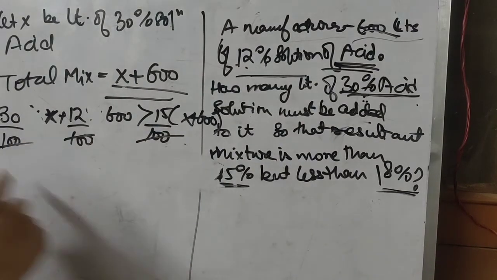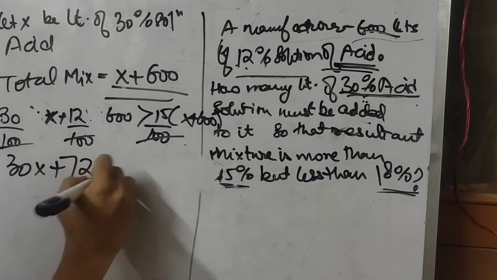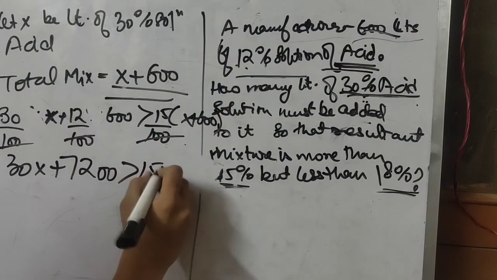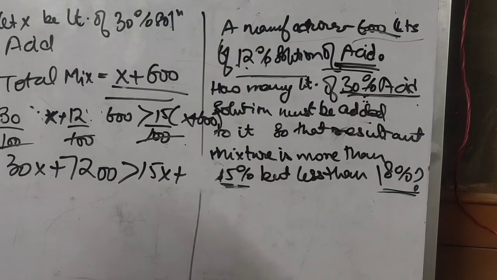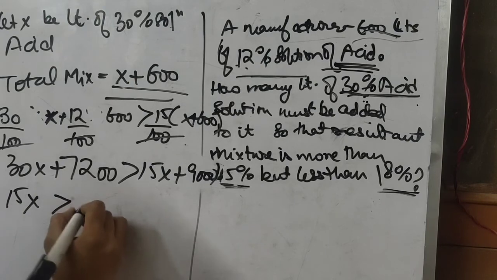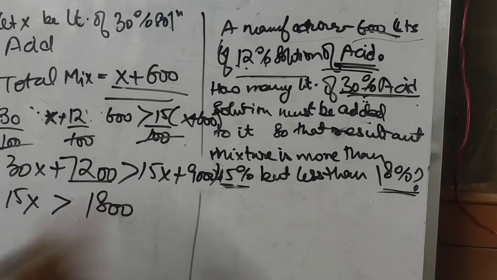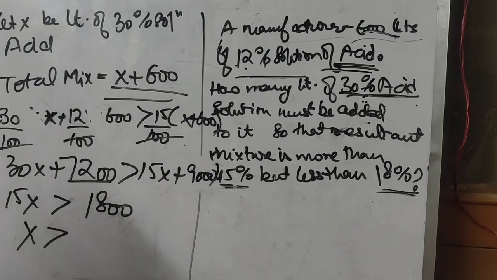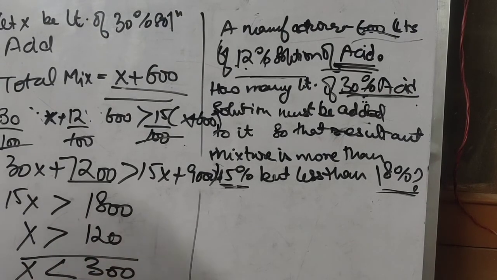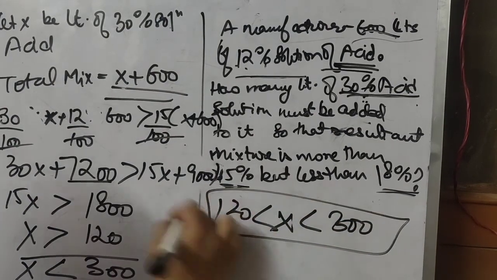You can see here, we can cancel out the hundreds. 30x plus 12 into 600, which is 7200, will be greater than 15x plus 15 into 600, which is 9000. I'll subtract it, so 15x will be greater than 1800, yes, it will be 1800. So x will be greater than 120 for the first value, and similarly I'll solve the other inequality and receive x less than 300. So my final answer is x between 120 and 300.